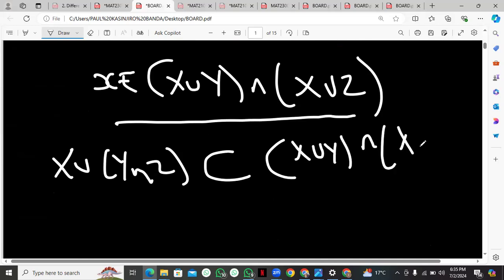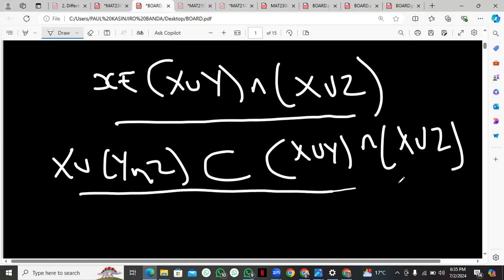Intersection X, then you have union Z there. Okay, so you can name this as your equation 1. So you can say, this is my equation 1. Okay, and then now you prove the other part. Now we show that this guy here is actually a subset of this.